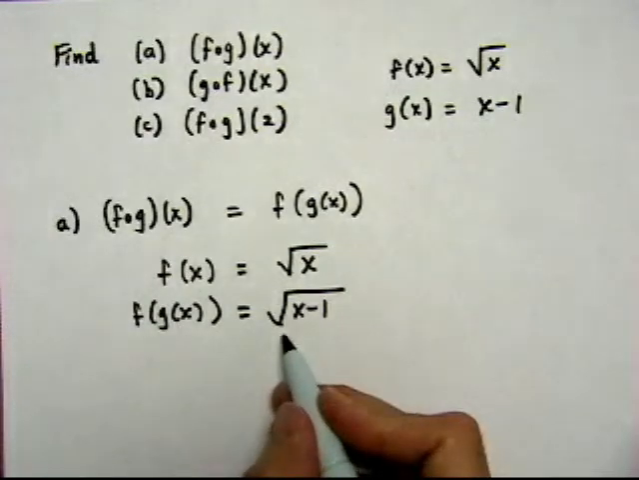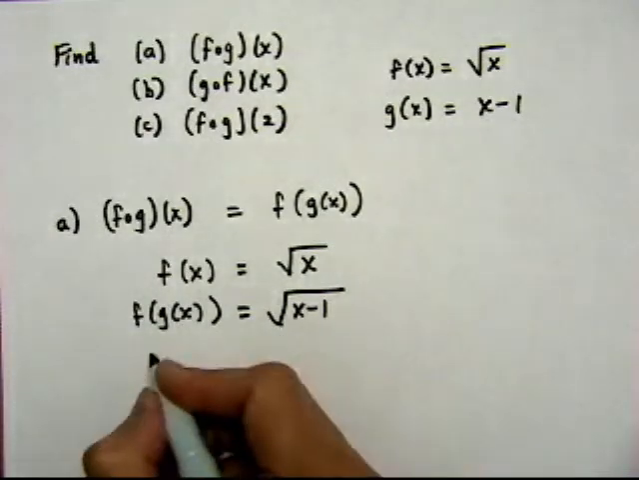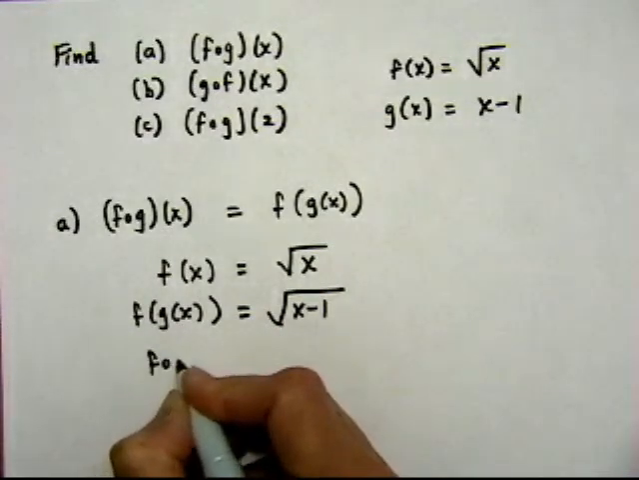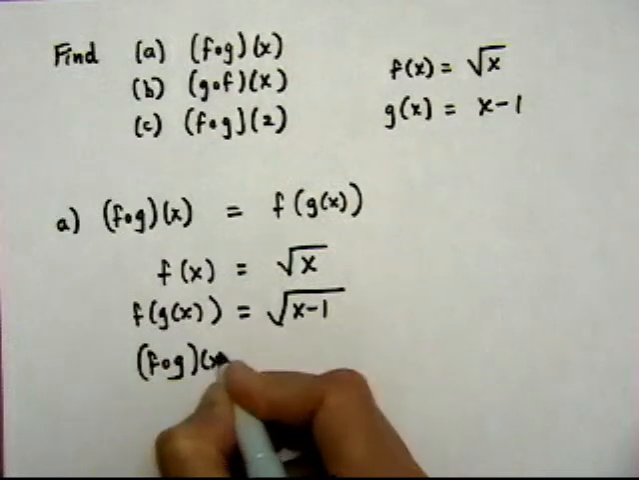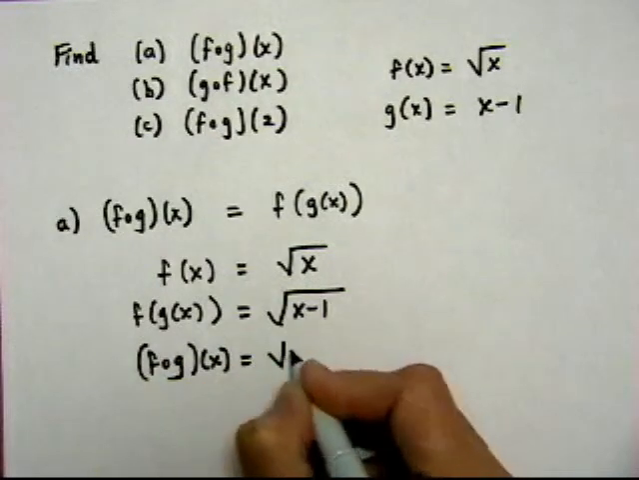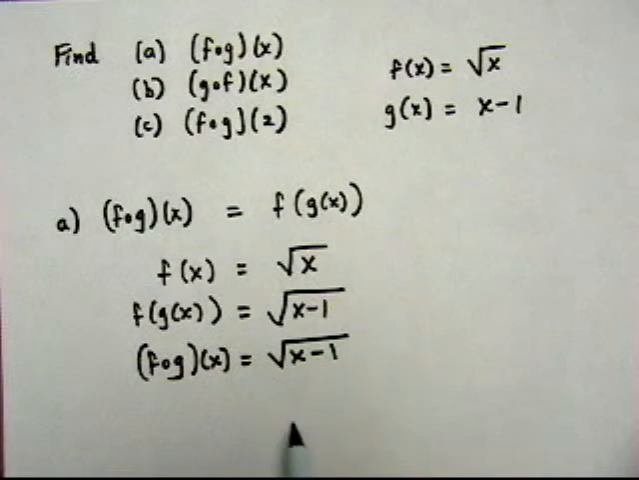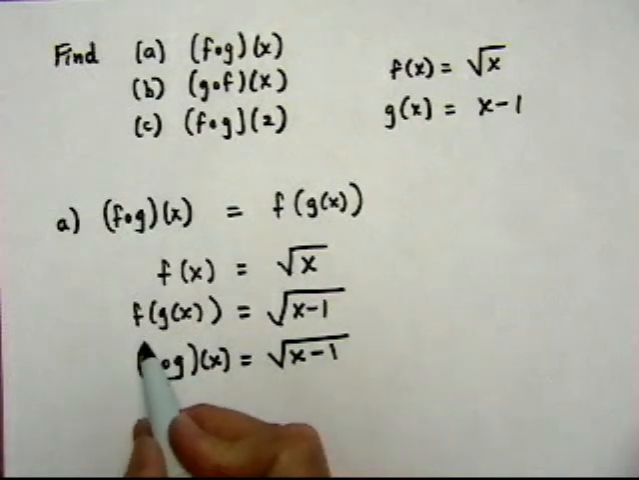And that's it. There's no simplifying to do. So this is the same thing, it's just a different notation for f of g of x. So here's our composite function. f of g of x is equal to square root of x minus 1.